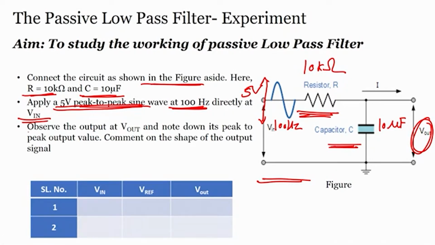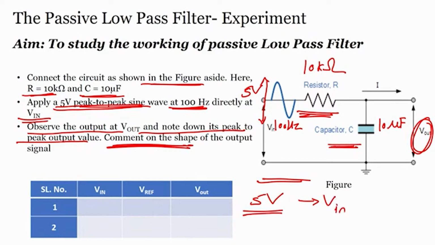So, we have to observe the output voltage V out and note down its peak to peak output voltage, and then we also have to comment on the shape of the output signal. We have to do two things. First is when I apply 5 volts peak to peak, the frequency is 100 Hz as an input signal to this particular filter, what will be the output voltage V out and what will be the shape of the output voltage.